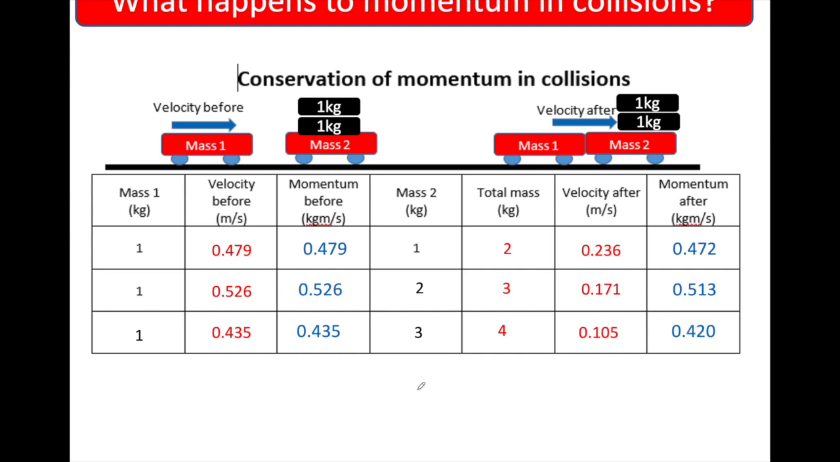So in collisions, the momentum after the collision is the same as the momentum before a collision, as long as no other external forces act. So if there was a massive amount of friction on the surface here, then before it got to the light gate, it would slow down and we wouldn't get the right result. So it's called a closed system because no other forces act except the forces between one trolley and the other.